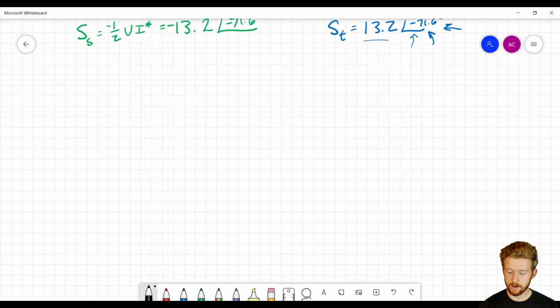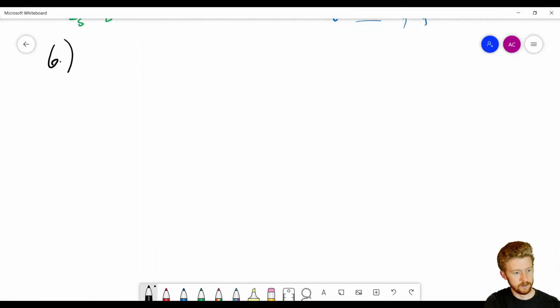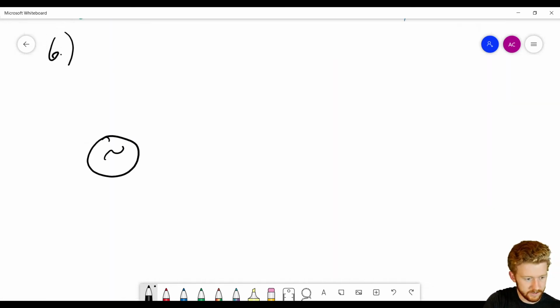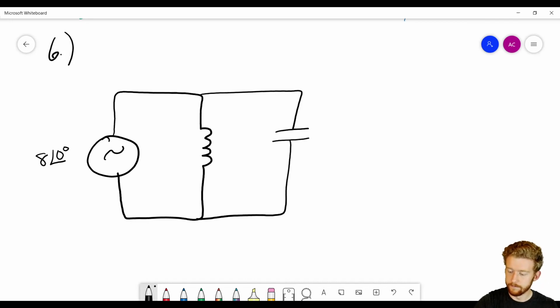So now let's move on to our last one. So our last one is number 6. Let me scroll down on my notes so I can get the circuit diagram. Okay, so for this one, this is a little bit of an interesting case, and this is going to lead into something that we're going to talk about even later. Okay? So what we have is a source, an inductor, a capacitor, and a resistor.